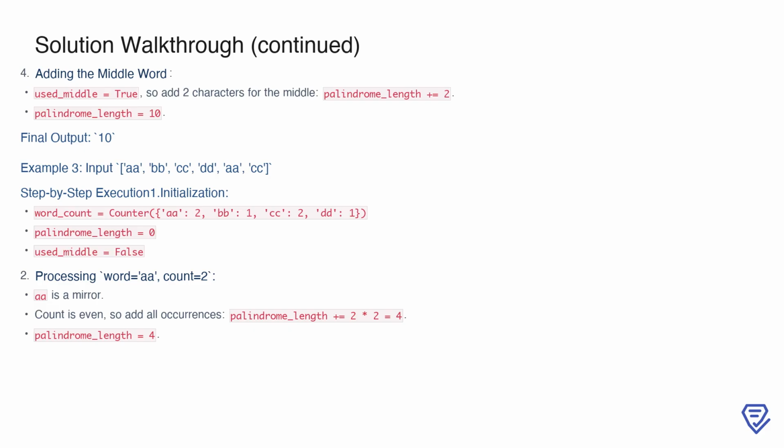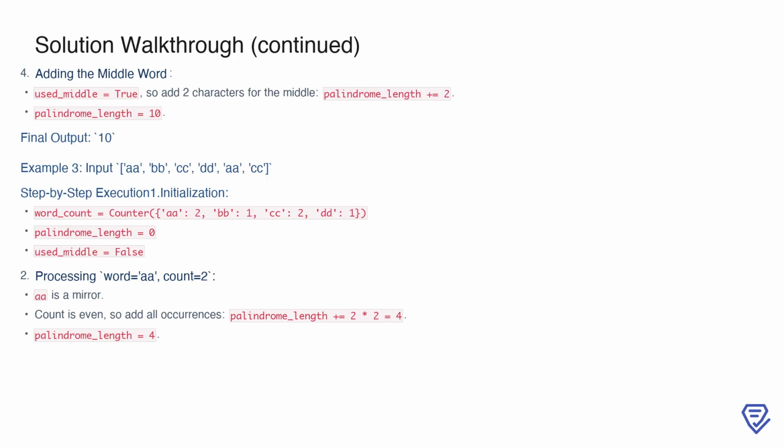Since used_middle is true, we add 2 characters for the center, bringing the palindrome_length to 10. This gives us the final output of 10 for this example. Now, we move on to the third example, where the input is AA, BB, CC, DD, AA, CC.